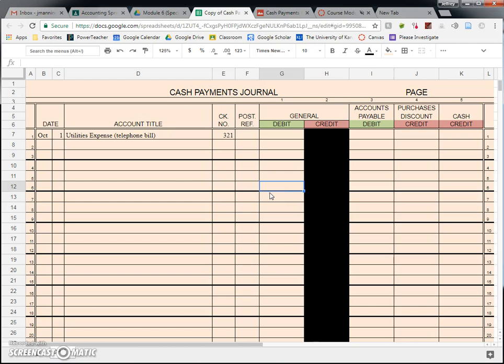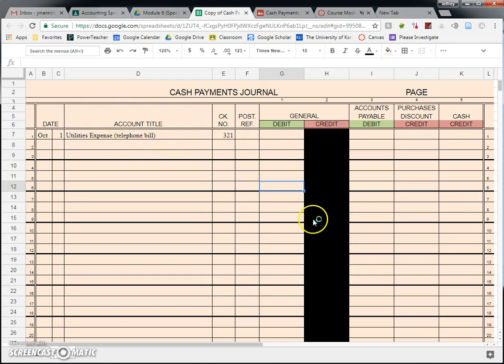The reason it's wrong is because when you're thinking about the credit part of this transaction, if you are paying cash for something, cash is always going to be the credit. Always. And we have a column for that, for cash credit. We are never going to have a credit for this general or wherever the account is over here.